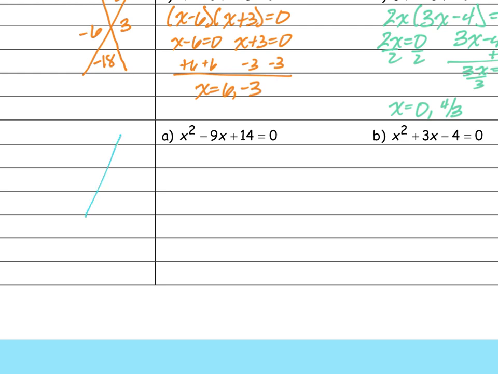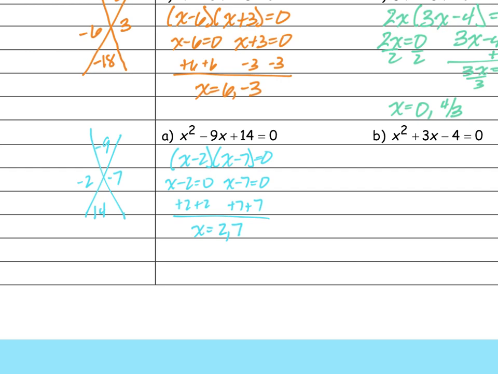So I need two numbers that multiply to be 14 and add to be negative 9. And I think that's negative 2 and negative 7. So this factors to be x minus 2 and x minus 7. So then that means that either x minus 2 equals 0 or x minus 7 equals 0. Add 2, add 7, x equals 2 or 7. And everyone that answered got that right.